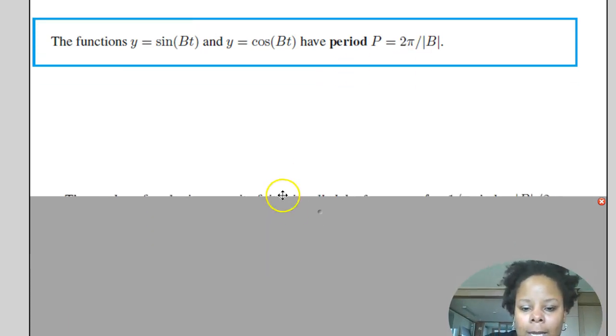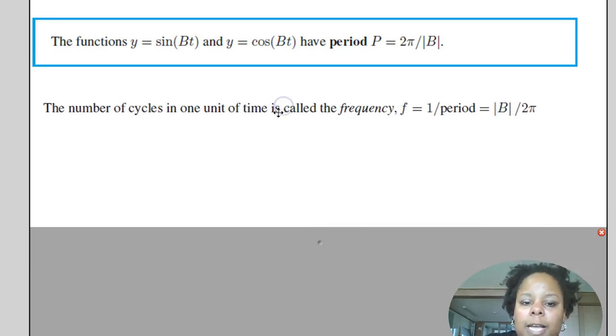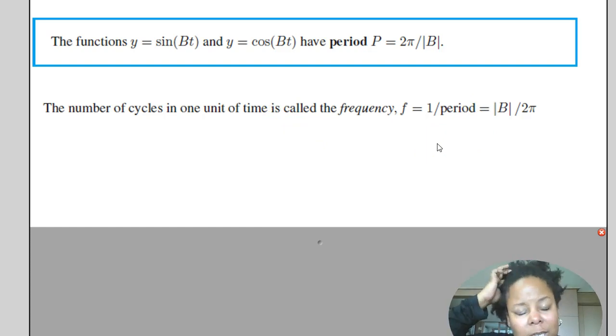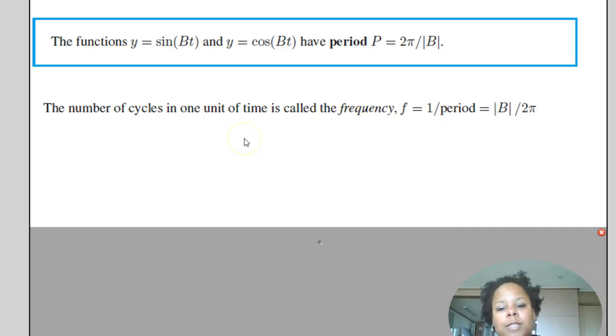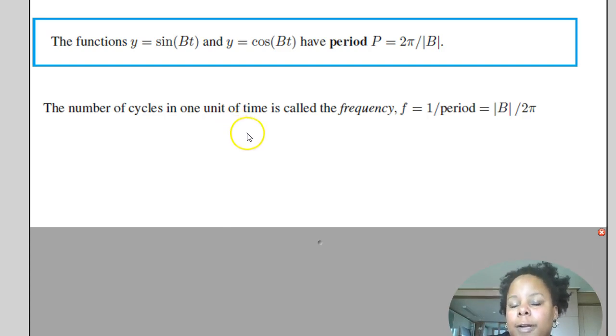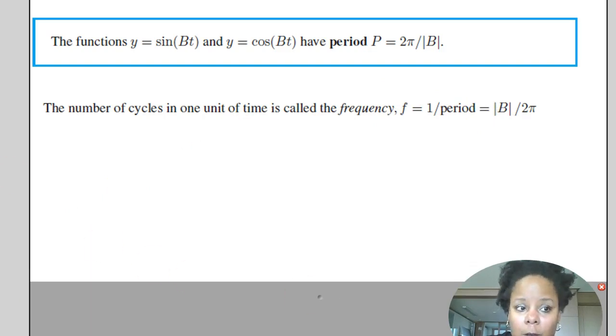Okay. I do want to talk about the frequency. The number of cycles in 1 unit of time is called the frequency. Now, this is a phrase that we won't use a lot in math, but you will use a lot in physics when you get there. The frequency is how many cycles in 1 unit of time the graph repeats itself. And that's 1 over the period, which is an inverse relationship. And we'll take a look at that later on in the activity for the GEA.